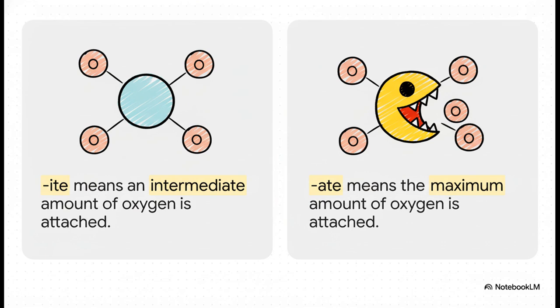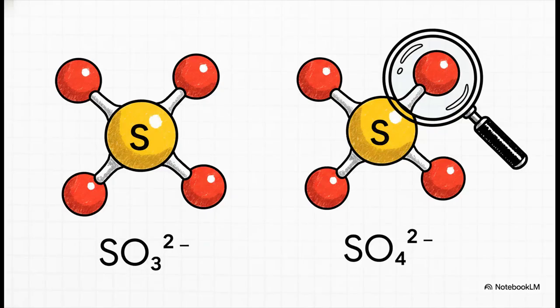Ite has a little bit of oxygen and ate has a lot. I like to think of it like this. The one ending in ate, more oxygen. Kind of silly, but it totally works. Let's put that right into action. Look at this. Sulfite has 3 oxygens, but sulfate, it ate more, so it has 4. How cool is that? Just one little letter in the name tells you exactly what's going on with the formula.